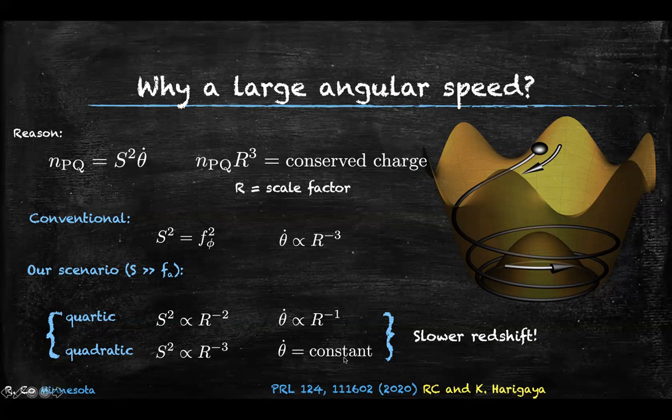And this is actually understood in the context of Affleck-Dine baryogenesis. But the endpoint here is that, comparing the scaling in the conventional scenario with what we're thinking about, you can see that the redshift of theta dot is much slower than expected. In that sense, if you initiate some angular speed at high temperature, it is more likely that you actually preserve this high speed to low temperatures when you think about different things, for example, baryogenesis, dark matter production, or in this case, we're thinking about production of gravitational waves.